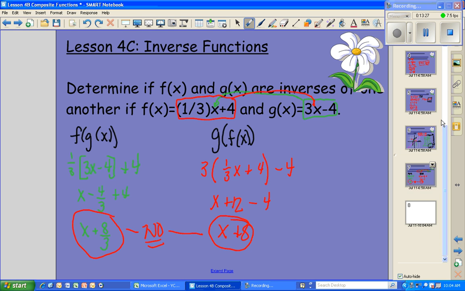All right, so we've gone through each type of problem: how to find an inverse, how to limit the domain and range of the inverse, that the inverses have to be reflections of one another if you're looking at the graphs, and then how to determine if two functions are inverses of one another using composite functions. All right, so go ahead to the lesson 4c activity, and see how you do with it on your own.